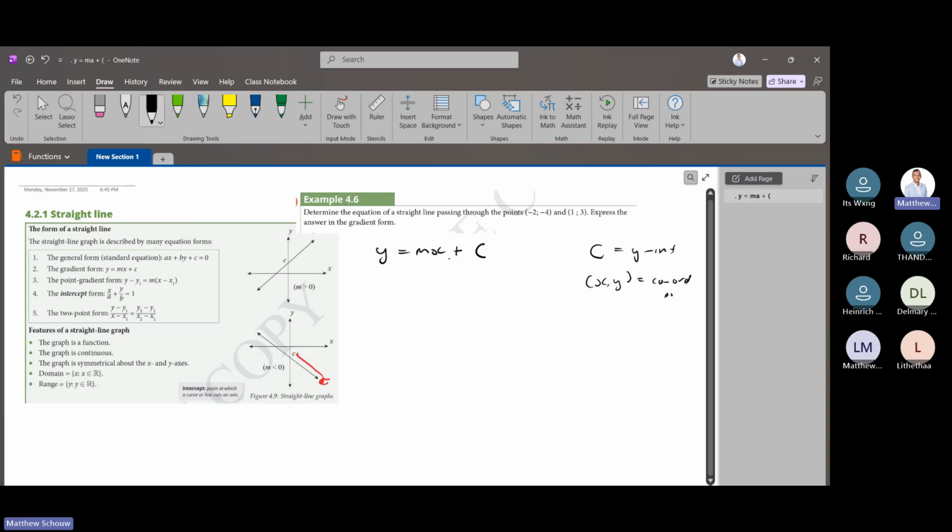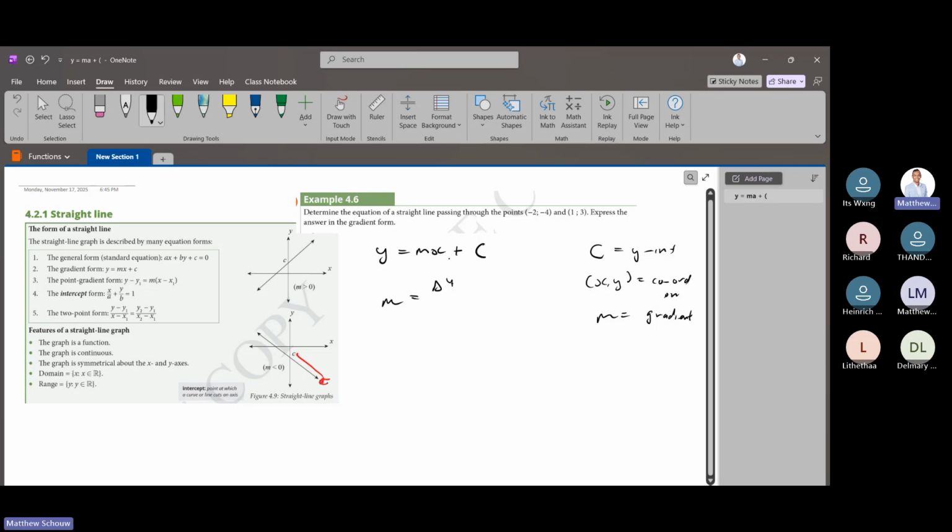Coordinate on graph, right? And then the M is something called the gradient, which obviously tells you it's going to be positive or negative. So here they're asking, determine the equation of a straight line passing through points (-2, -4) and (1, 3). I believe you all know the gradient formula.